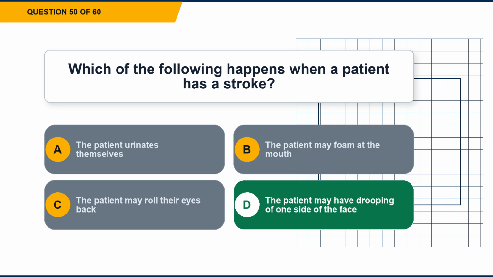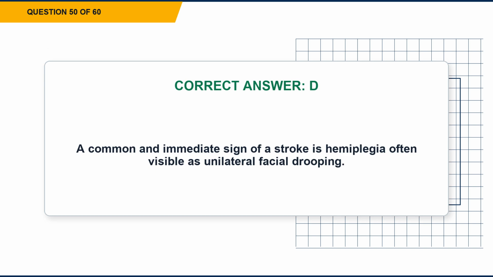The patient may have drooping of one side of the face. Explanation. A common and immediate sign of a stroke is hemiplegia, often visible as unilateral facial drooping.